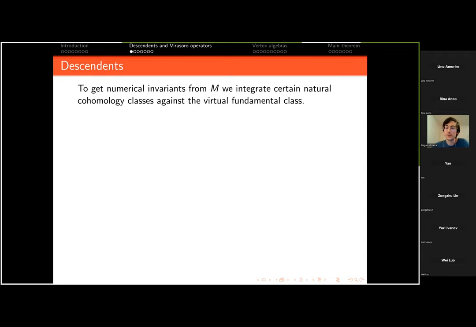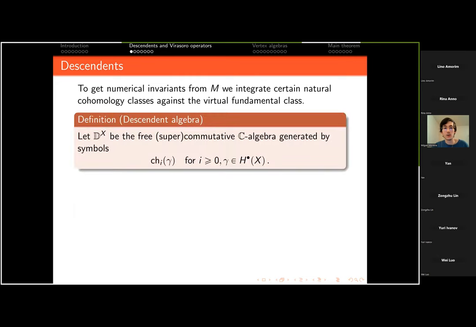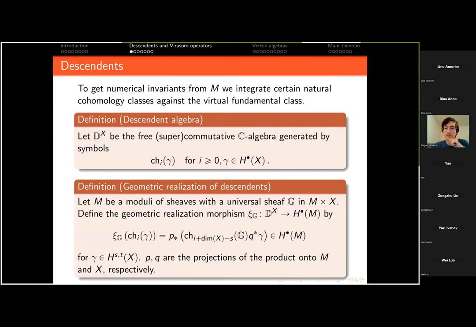And the natural things to integrate in moduli spaces of sheaves are so-called descendants. I'll start by making just a formal definition. I'm defining D_X to be a formal algebra, the free supercommutative algebra generated by symbols ch_i(gamma), where gamma is some cohomology class of X. And the point is that if I'm given a moduli space of sheaves and I'm given a universal sheaf, then I can realize these symbols in the cohomology of my moduli space by some definition like this.